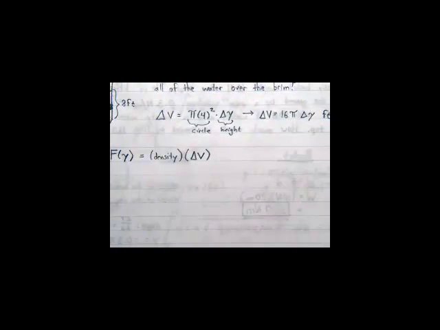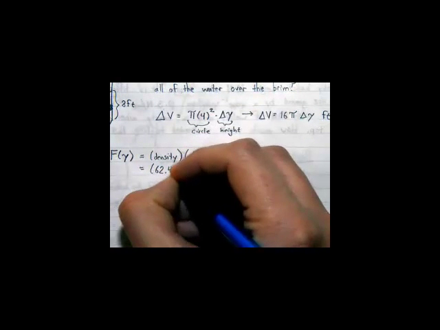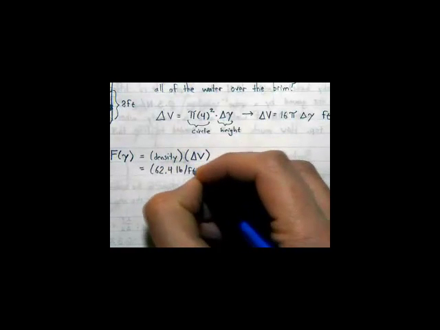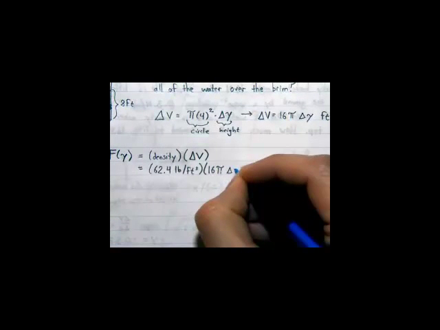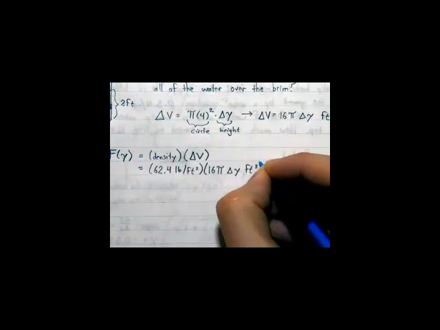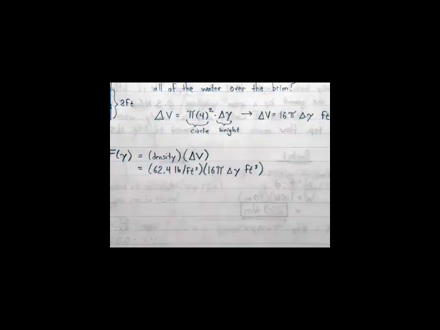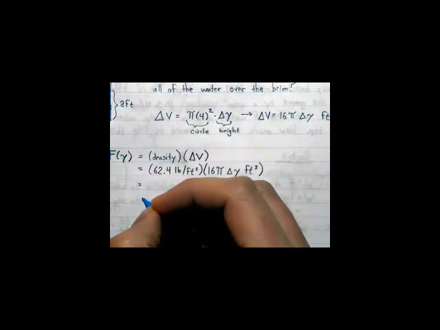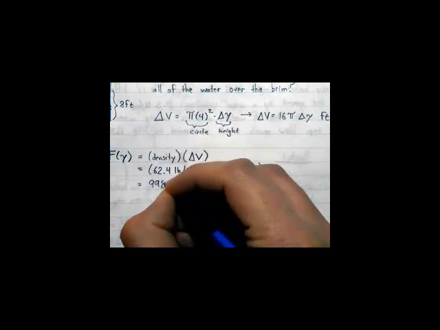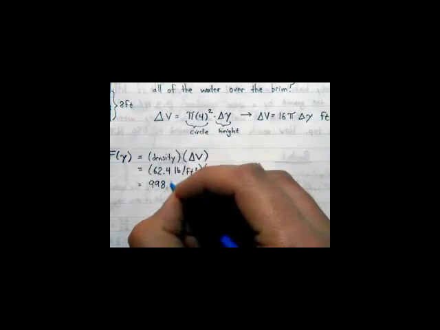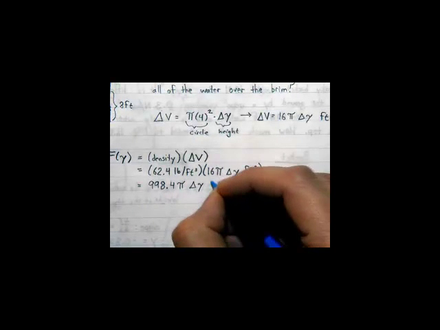Because the units just kind of take care of that for us. So we've got 62.4 pounds per cubic foot multiplied by this 16 pi delta y cubic feet. So cubic feet cancels, we're left with pounds, which is a force, so we're good to go. And then multiplying that all together, we end up with 998.4 pi delta y pounds.